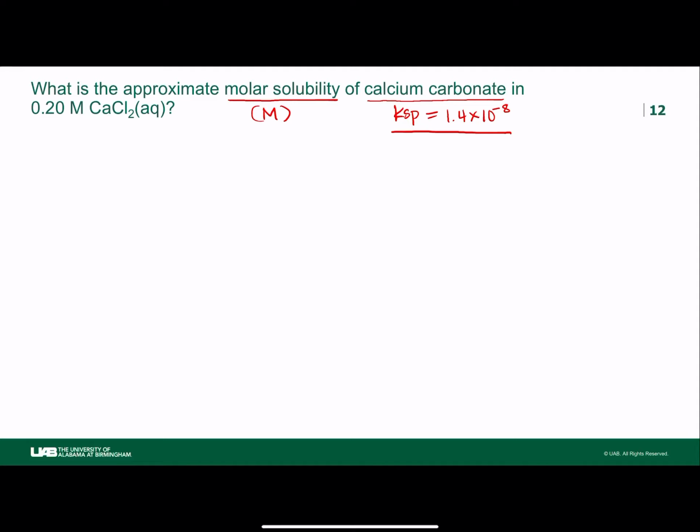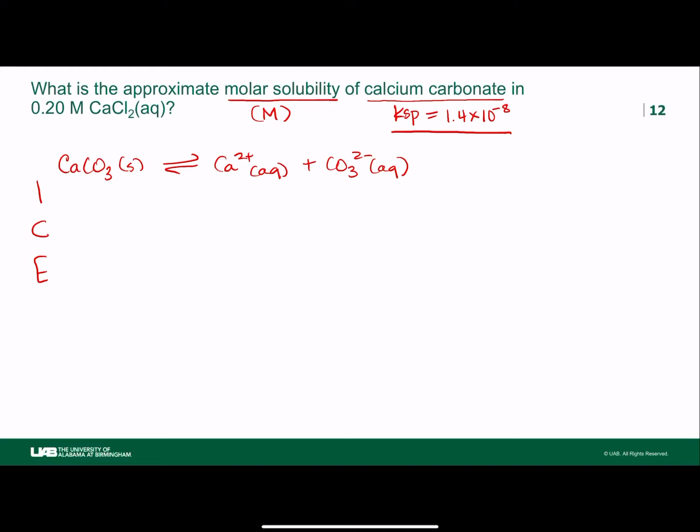Now, if I set up the equilibrium between calcium carbonate, which is a solid, and its ions, which is calcium 2+, which happens to now be aqueous, and carbonate 2-, which also happens to now be aqueous, I could set up an ICE table for this, and since I'm calculating the molar solubility of it, that's probably the thing I need the ICE table for.